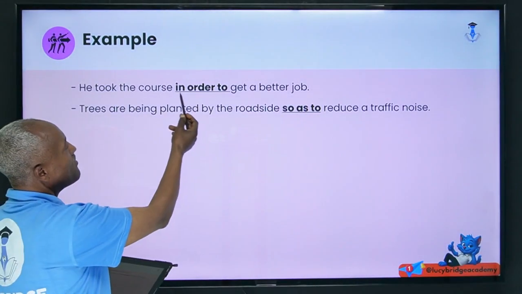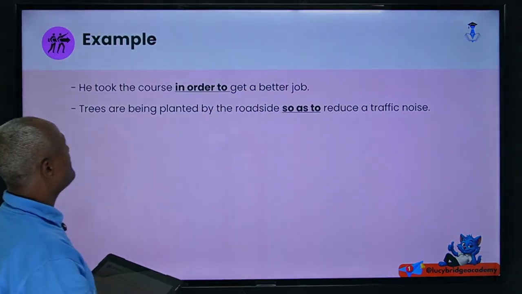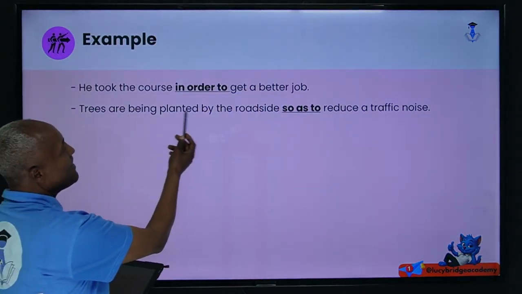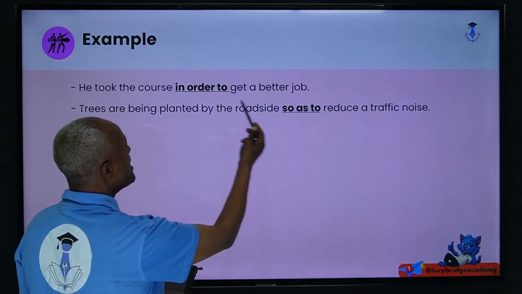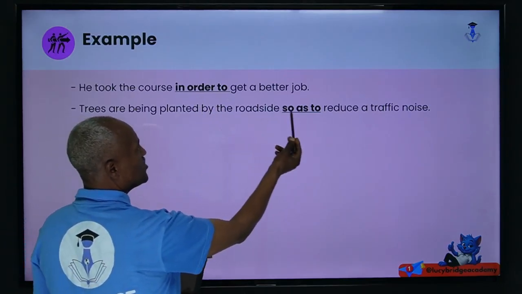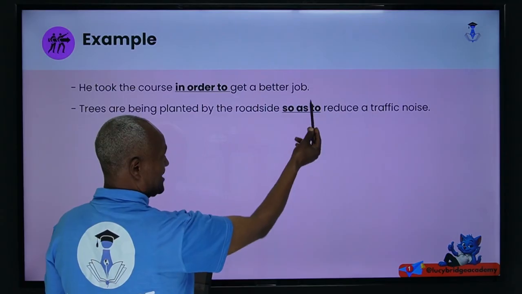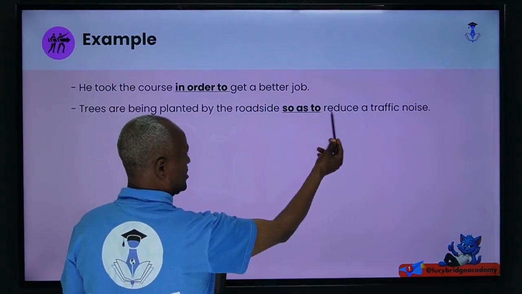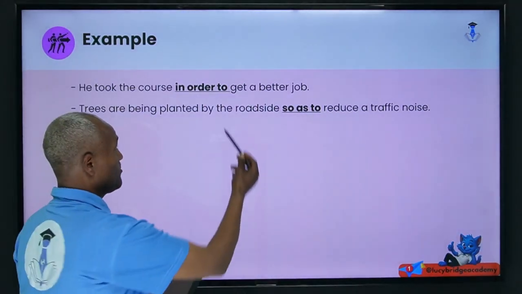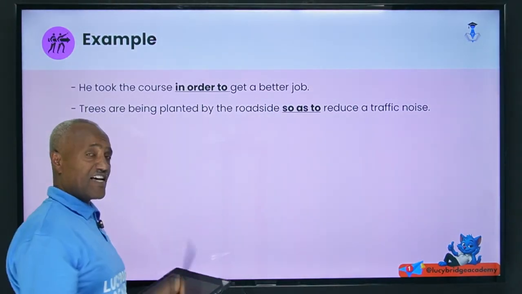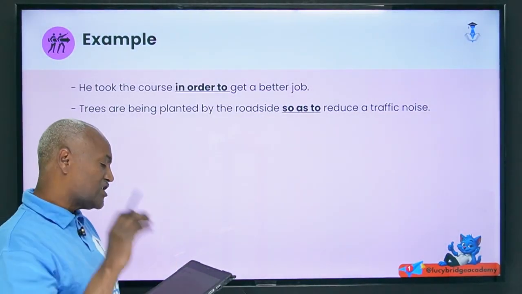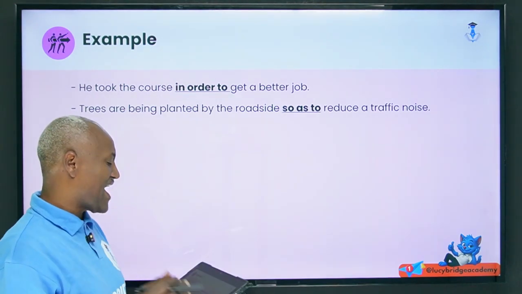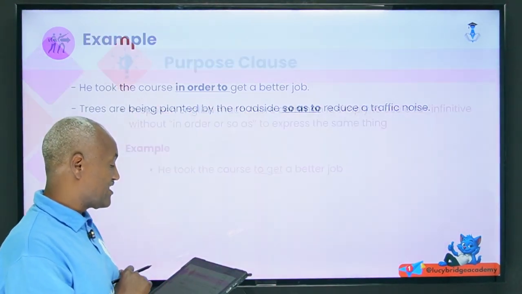He took the course in order to get a better job. These are being planted by the roadside so as to reduce noise. Have you seen, after in order to and so as to, we use what? Verb phrases: reduce, get a better job. These are verb phrases. Therefore, when we use this one, we must use this phrase.